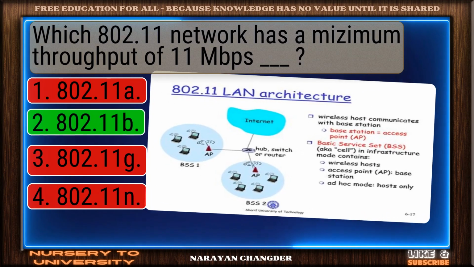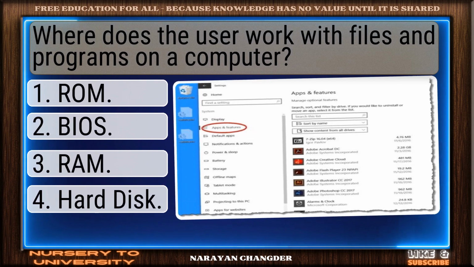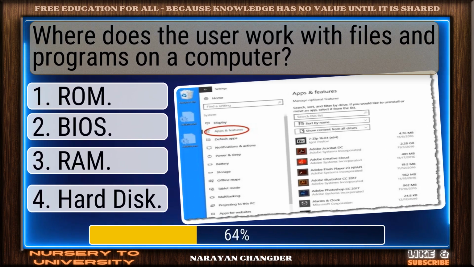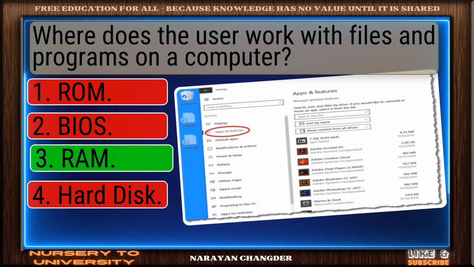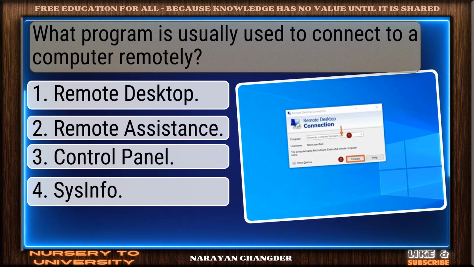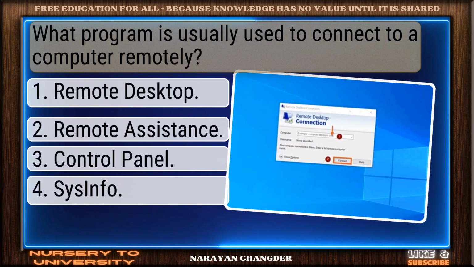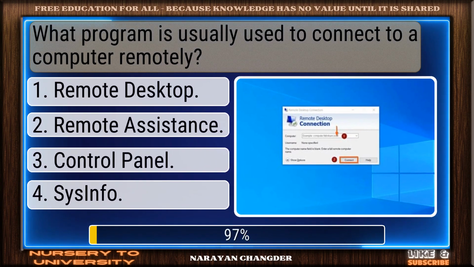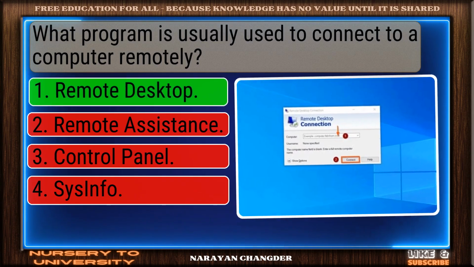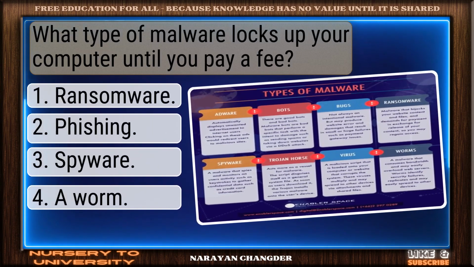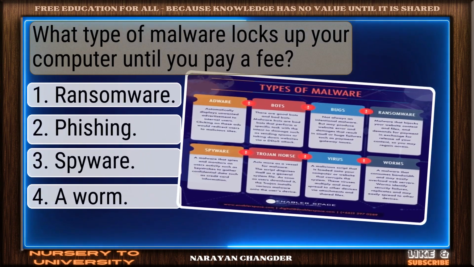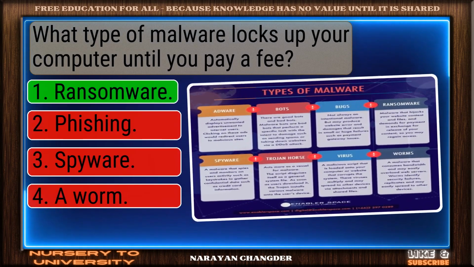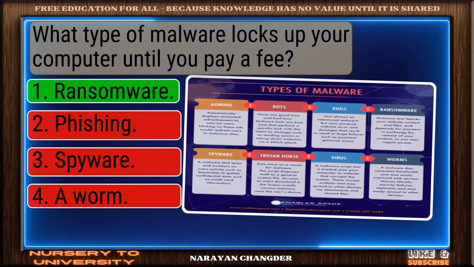802.11b is sound. Where does the user work with files and programs on a computer? Great job. RAM is accurate. What program is usually used to connect to a computer remotely? Strong choice. Remote desktop is right. What type of malware locks up your computer until you pay a fee? Correct response. Ransomware is accurate.